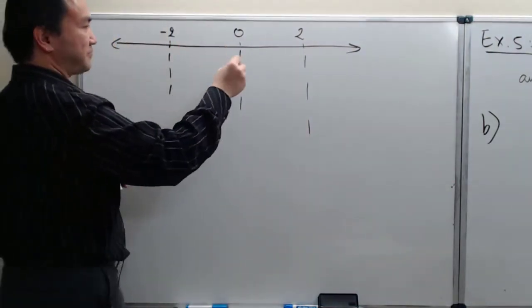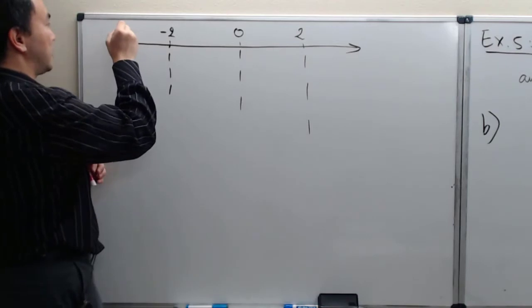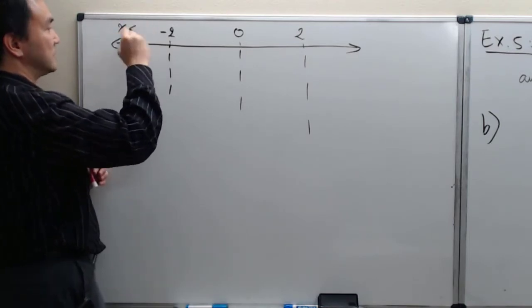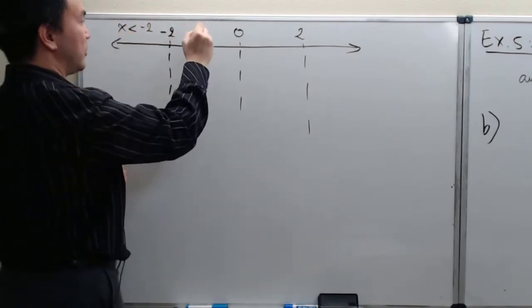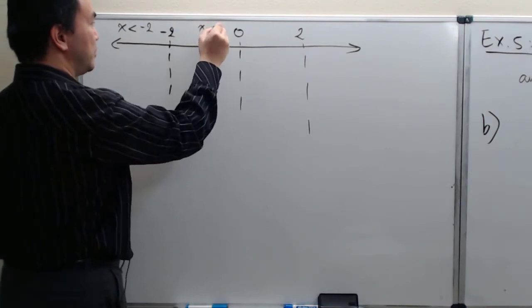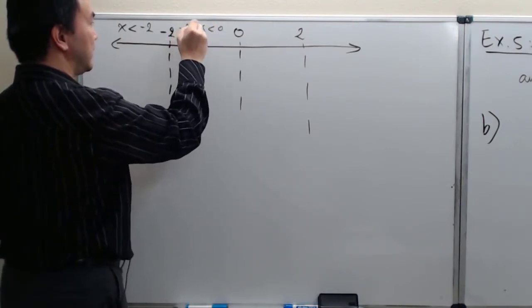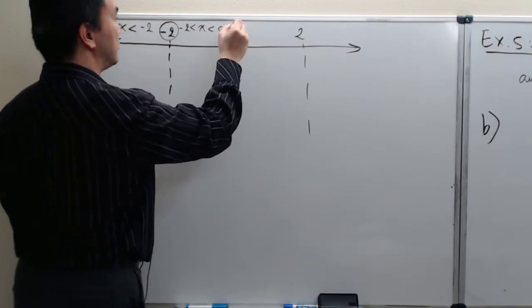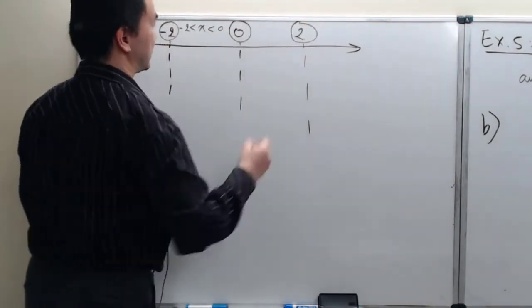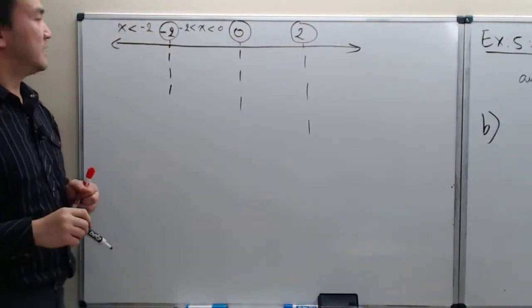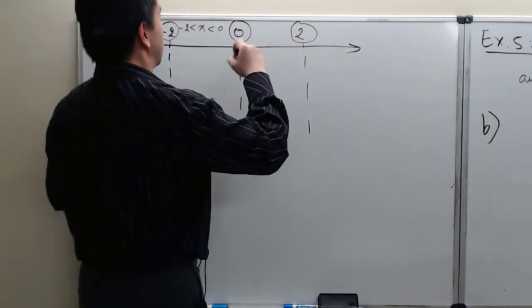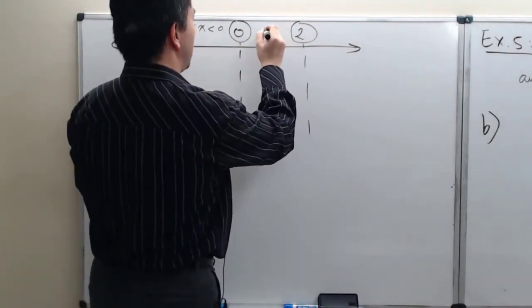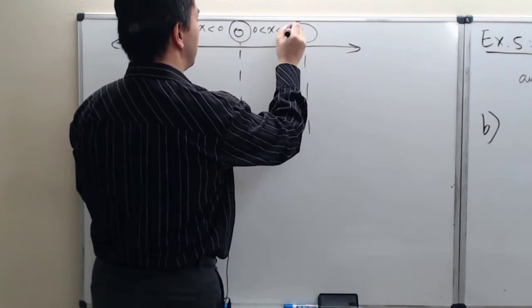And then this interval here is for all the values of x less than negative 2. This interval here is for x anywhere between -2 and 0. Okay, so these are our critical values. Allow me to put them in circles like that, so that they stand out a little more. Okay, and this is between 0 and 2.